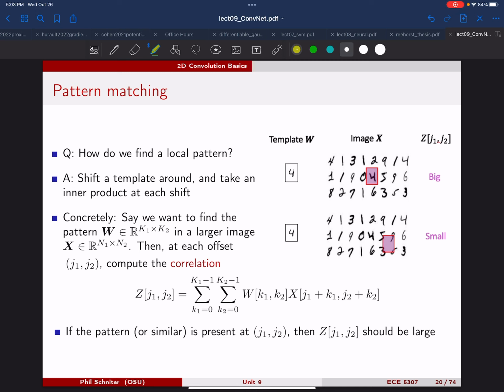Basically, it's like, how do we find one of these little local patterns? Well, imagine that we have a template, we shift it around, and we take an inner product at each shift, and we look for where we get a big inner product.